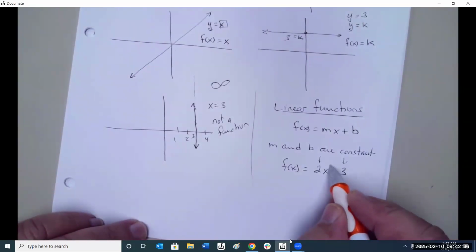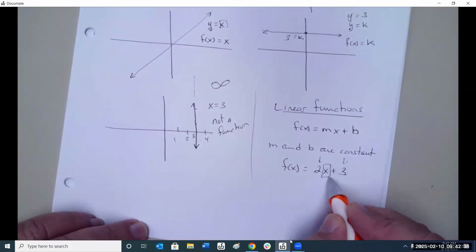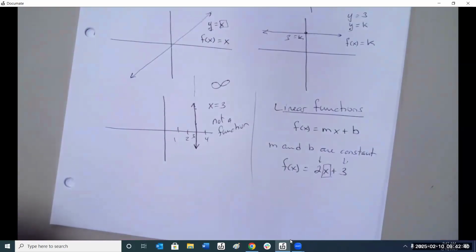Now, if you notice the x, there's nothing on it, in front of it, behind it, under it. There's no square root, no square, no power. That's a linear function when it's just x by itself. And it's not on the bottom under a division sign. There's nothing around it. That's a linear function.